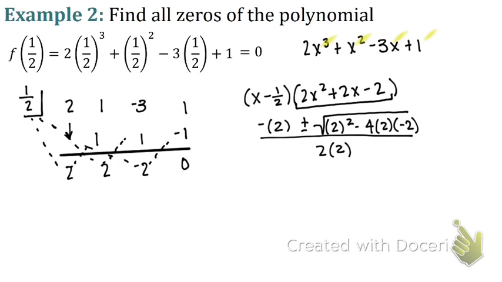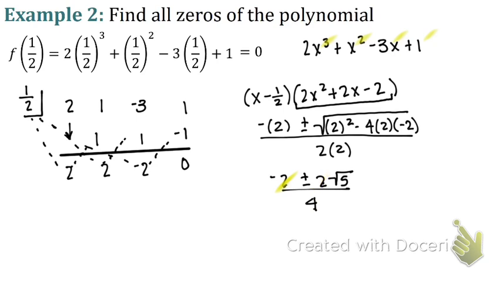Okay, so whenever we simplify our square root, we are going to get 2 square root of 5. So we have negative 2 plus or minus 2 square root of 5 all over 4. And we have negative 2 and 4 and 2. They're all even numbers. We can reduce each of these.